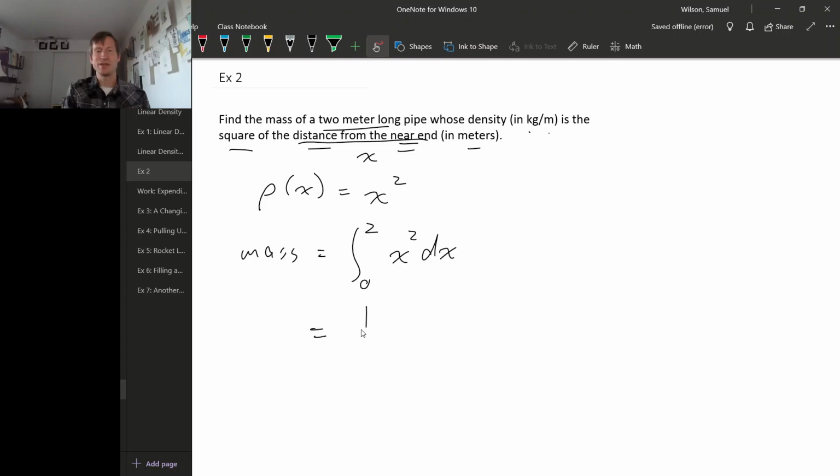So now we can just integrate this. 1/3 x cubed from 0 to 2. So that's 1/3 times 2 cubed is 8, minus 0 cubed is 0. So 8/3, or 2 2/3, and this is in kilograms because of the units we started with here.